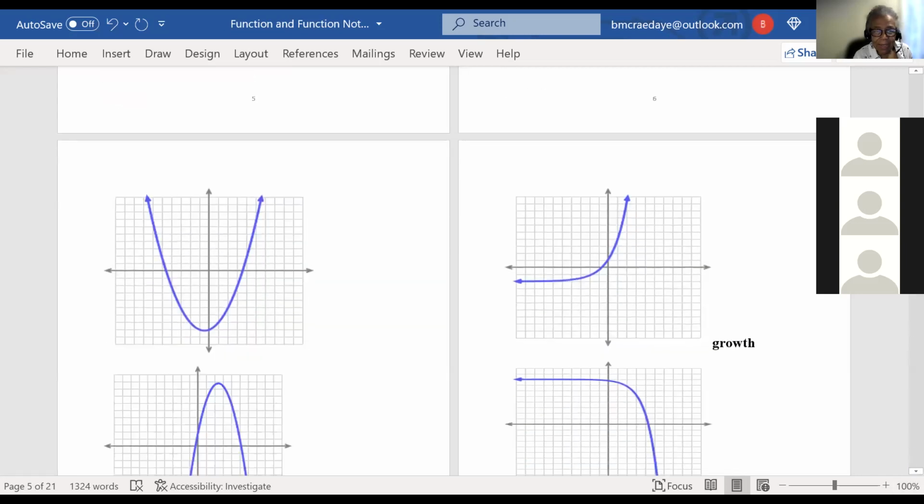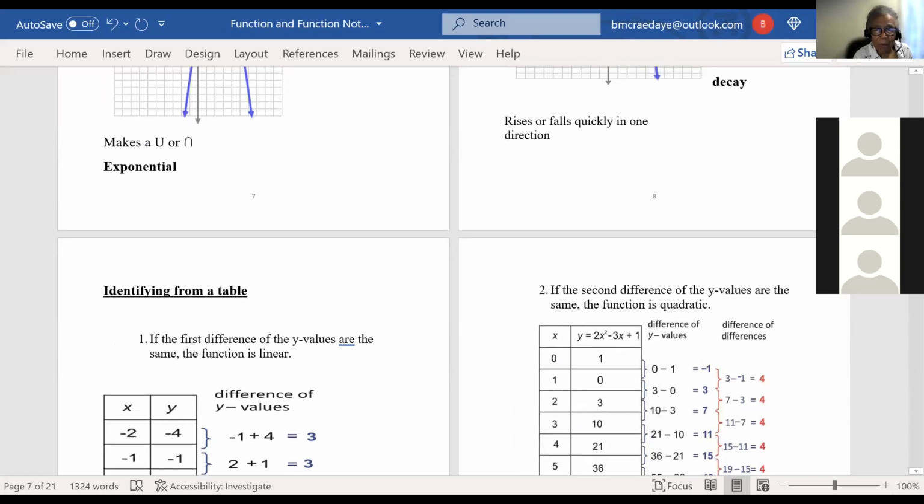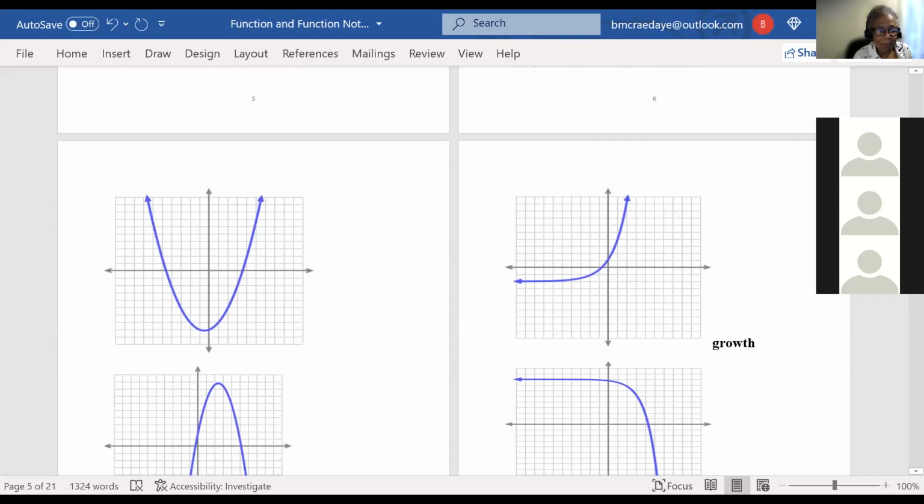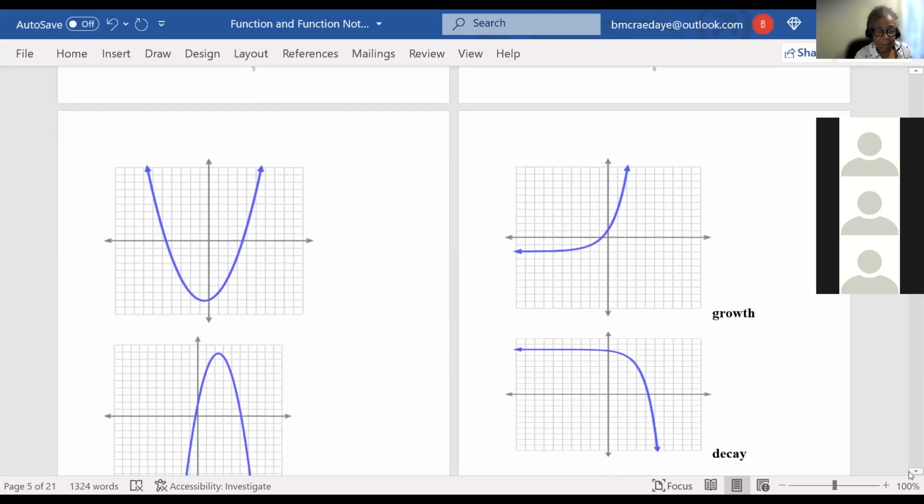What kind of line? Quadratics have what we call parabolas, right? Like a U, or upside down U. And then exponential, they seem to stay steady, then they rapidly increase, or they can rapidly drop. So when they increase, we call it growth, and when they decrease, we call it decay. This one right here is exponential.